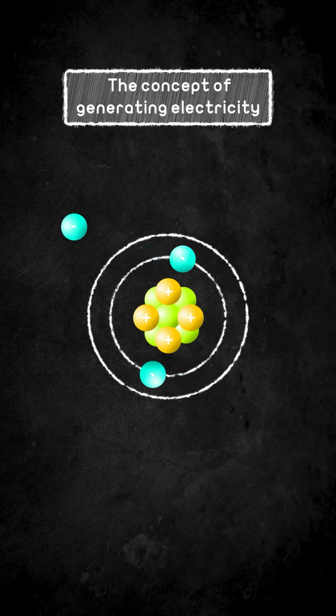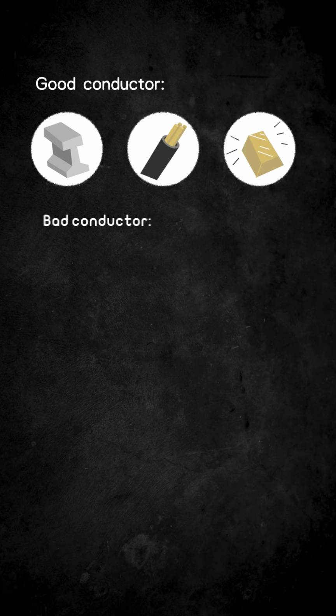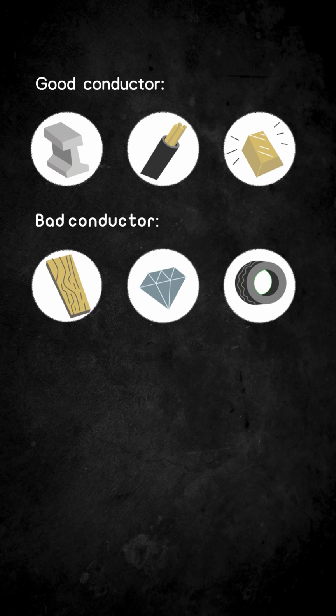atom's outermost orbit. From here comes the difference between materials and their ability to conduct electricity. In some materials, it is easy to remove this electron, so they are good conductors. In other materials, it is very difficult to pull the electron from the outermost orbit, or it requires a very high amount of energy, so they are considered poor conductors.